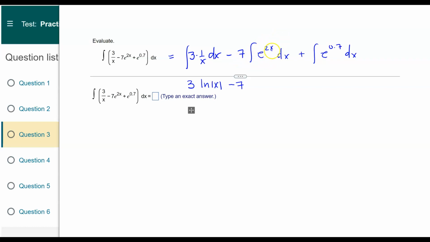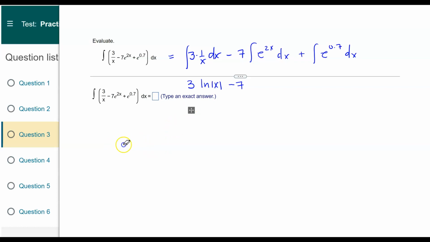Now, since this is now not just x, but 2x, we will have to use the integral of e to the u. We will use that formula. We will have to use u substitution. So this is what we're going to use. Now, to do that, we know that the integral of e to the u is just e to the u.